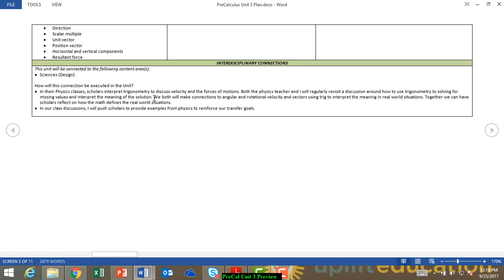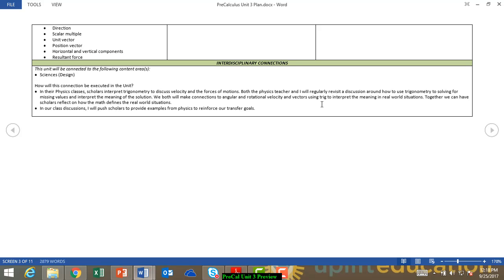Also including interpreting the meaning of the solution, making connections to angular and rotational velocities using vectors, like the magnitude and direction of a force moving in a certain way, or if you're rotating on a circular object, what kind of vectors play into that as well.